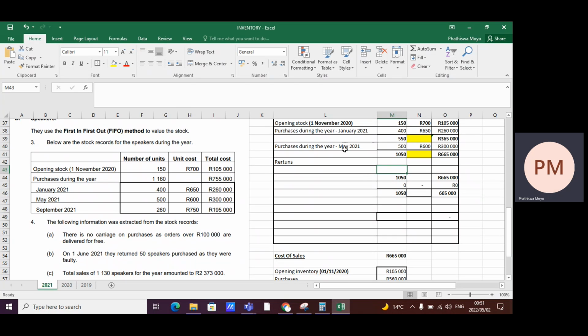So this would have to do with May purchases, because November, the opening stock, there was no returns. January, there was no returns. After they made a purchase in June, then they returned. After they made a purchase in May, then they returned 50 speakers. So I would use the amount they used in June. Okay, then they've got purchases in September.